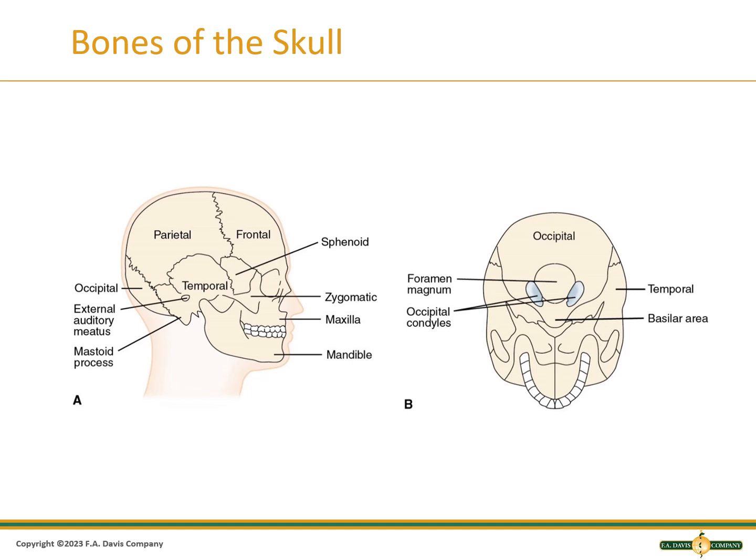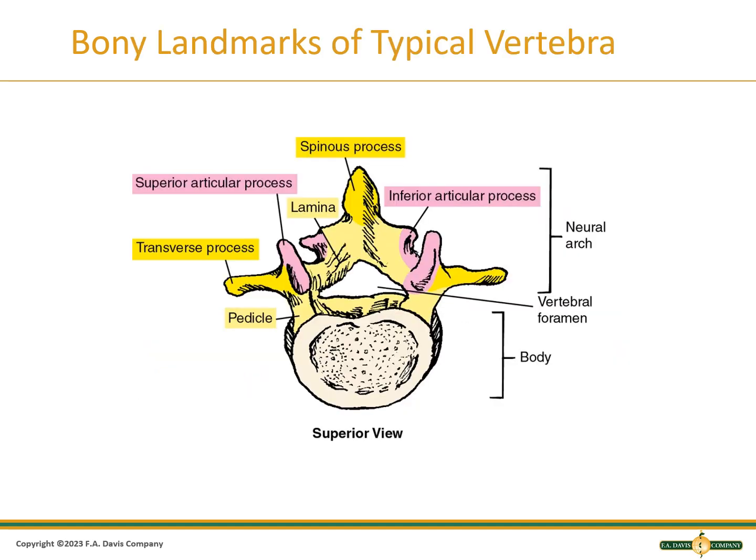If we look from the inferior, we can see the occipital bone in the posterior aspect. The foramen magnum is where the spinal cord exits the skull as it transitions from the brainstem into the spinal cord. We can see our temporal bone as well there, and the basilar area of our occipital bone. Protruding from our occipital bone are our occipital condyles, and these are the articulations for our atlanto-occipital joint.